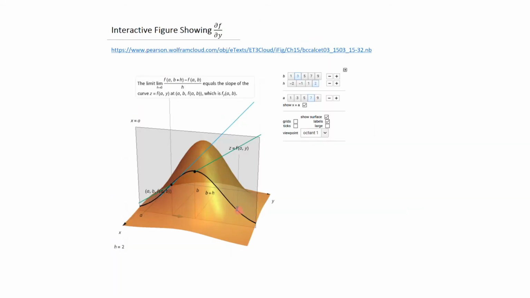All right, and this again is an interactive figure where now we're looking at the partial derivative of f with respect to y. And so this would be, for instance, the line that you would see if h is some small value. And as h approaches 0, then this line finally becomes the tangent line, tangent to the point on the surface here, defined as AB, f at AB.